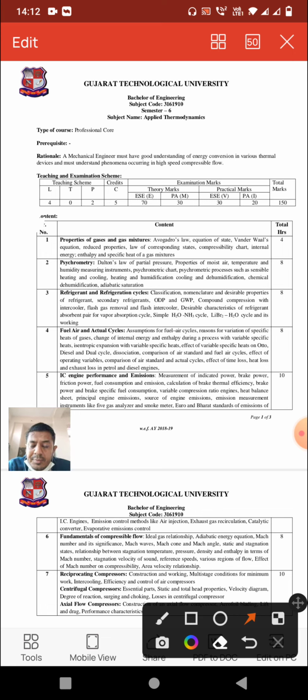It is very interesting and it is a professional core subject in mechanical engineering as per the new syllabus designed by Gujarat Technological University. So from tomorrow onwards we are going to start our first chapter, properties of gases and gas mixtures. I will share all the video lectures based on this syllabus with you. Please go through this syllabus and be ready for Applied Thermodynamics from tomorrow onwards.